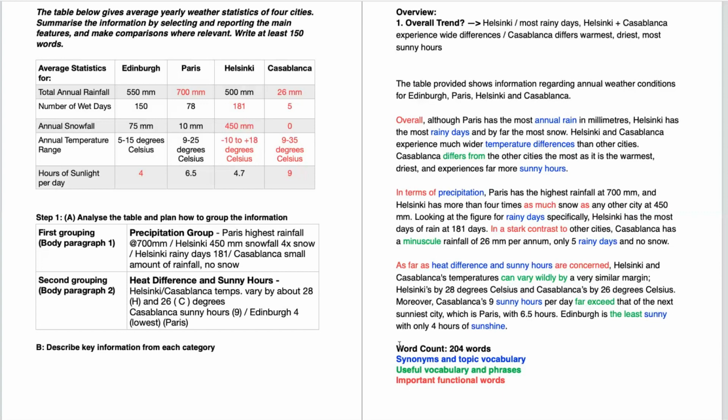And then lastly, our word count is 204 words. That's great. We definitely fulfilled the 150 word mark, and we elaborated where necessary. So this is an excellent example of how to really maximize your table. Make sure you're being broad enough in your overview paragraph and specific enough in your body paragraphs, and always pay attention to your language. Now let's look at the second example.